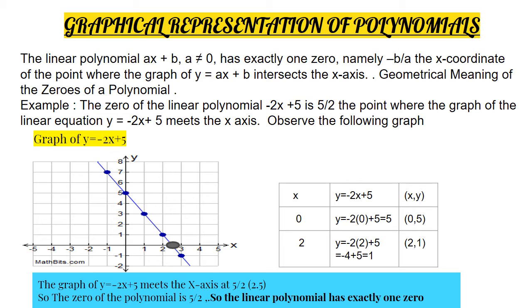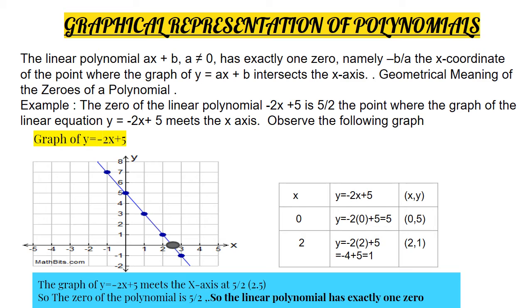Observe the following graph. Given that y is equal to minus 2x plus 5. So if you take x is equal to 0, the y value is 5. So the coordinates of x and y are 0 and 5. Now let us take x is equal to 2, y is equal to minus 2 into 2 plus 5, that is minus 4 plus 5 is equal to 1. So the x coordinate is 2 and the y coordinate is 1. Now these are the ordered pairs 0, 5 and 2, 1.